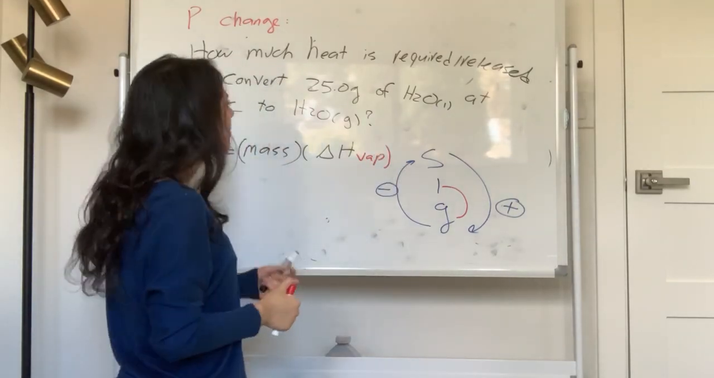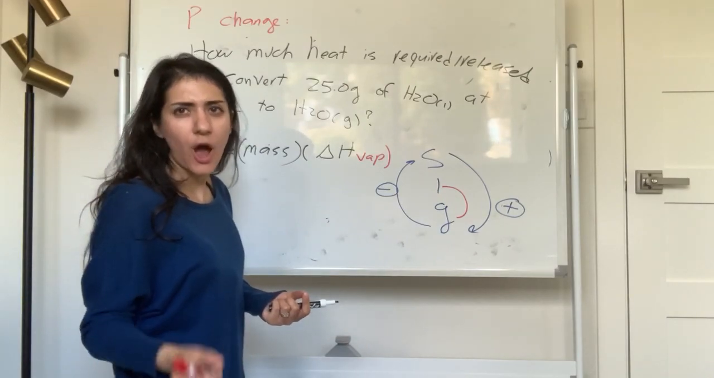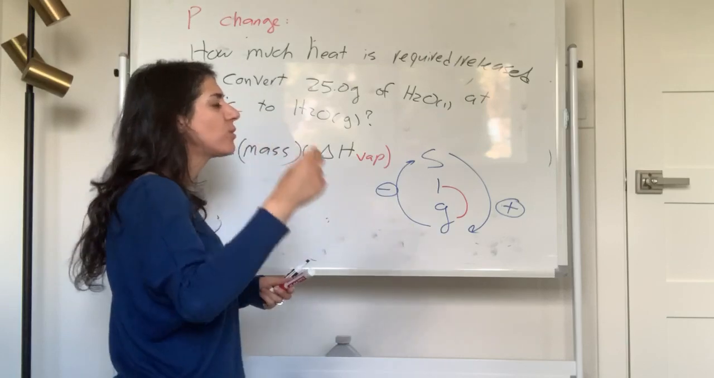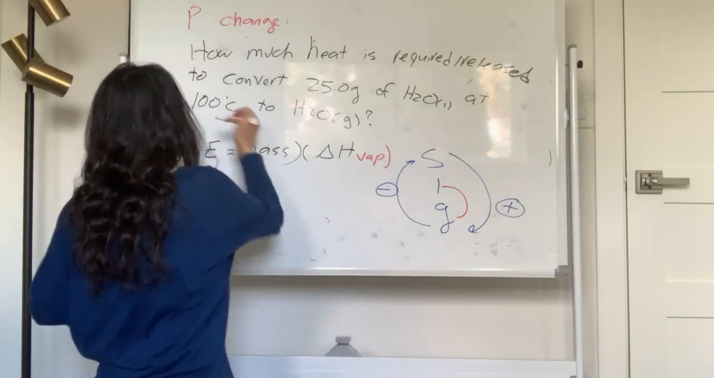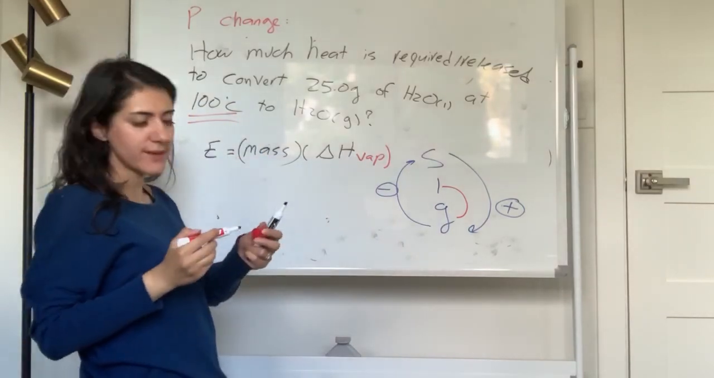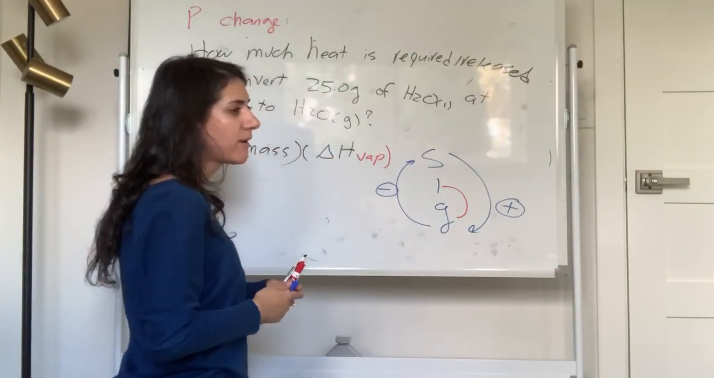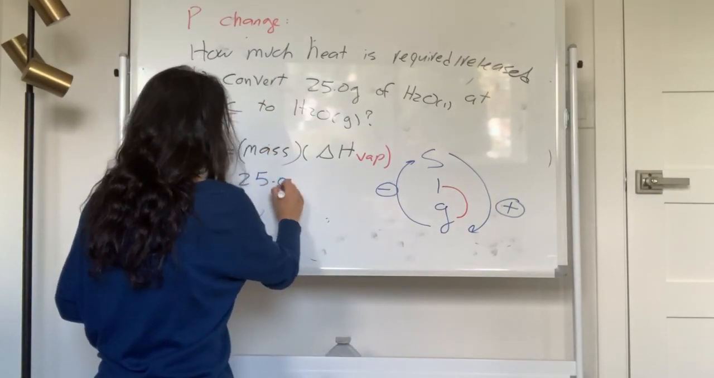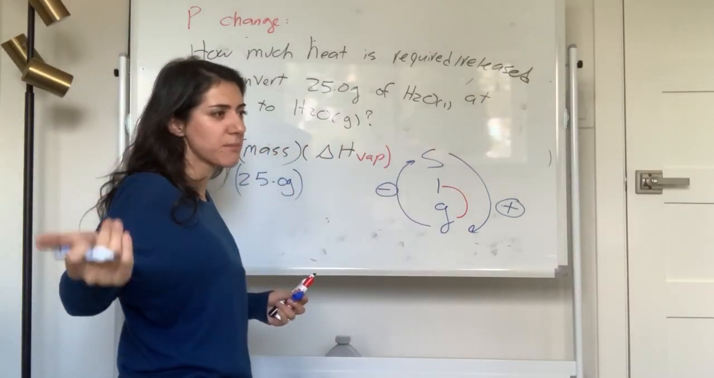Nice job. Now, can I do a phase change? I can. And the reason that I can do a phase change, you can only do a phase change for water at 0 or 100 degrees. And I am at 100 degrees. So yes, I can do a phase change. Okay? All right, what is my mass? My mass is 25.0 grams.